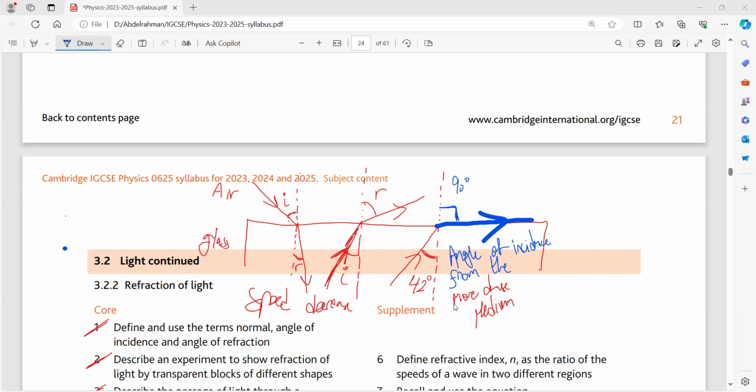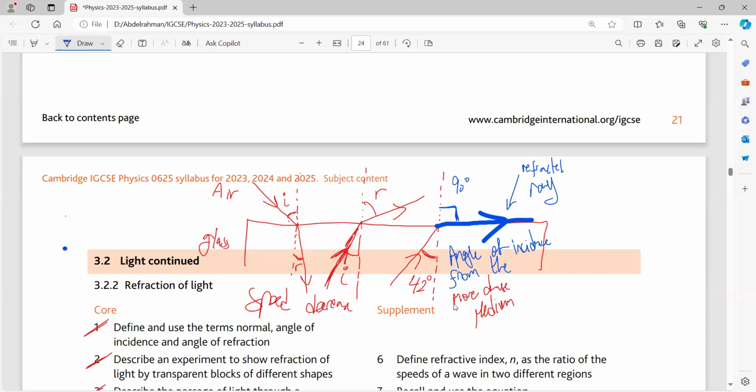Where's the refracted ray? It's this blue ray. What happens to the refracted ray? It moves along the surface. It does not move, for example, with an angle of 80 degrees or 70 or whatever other angle. No, it only moves along the surface with an angle of 90 degrees. That's it.